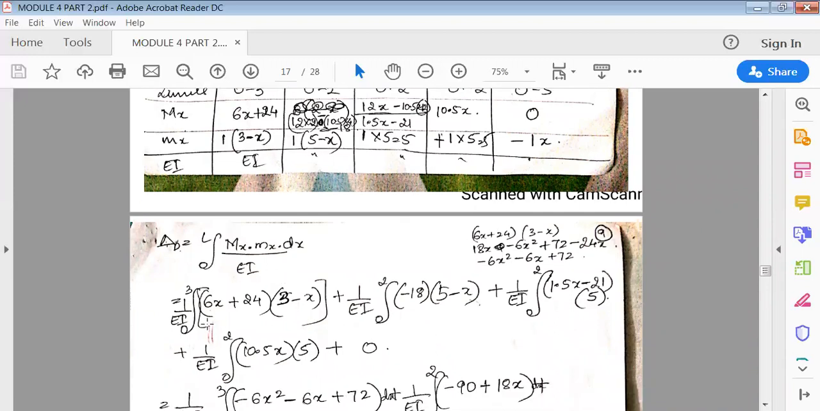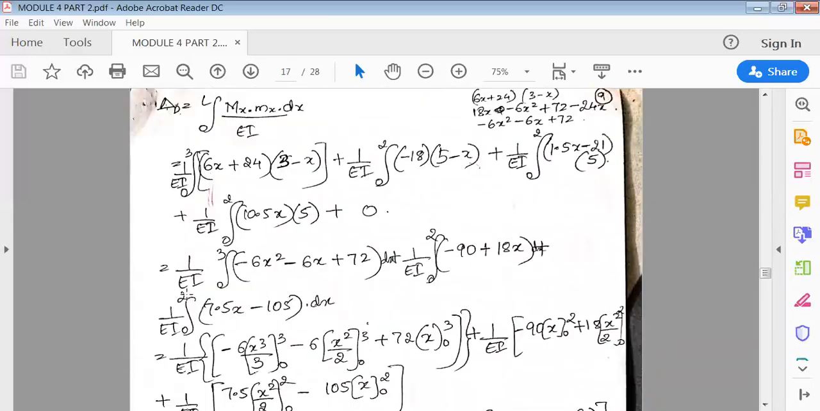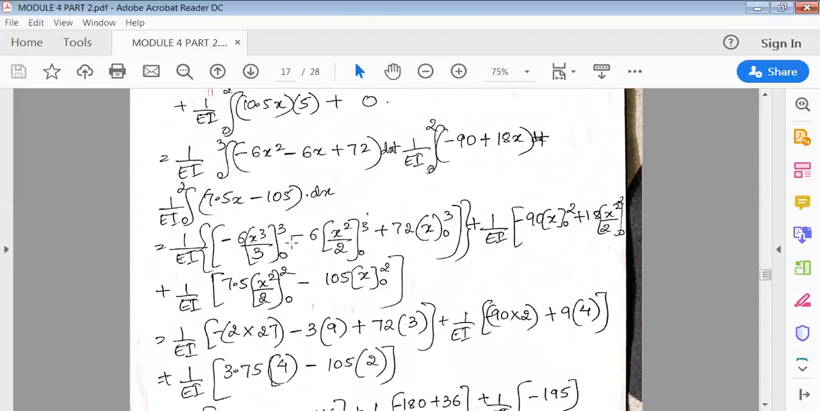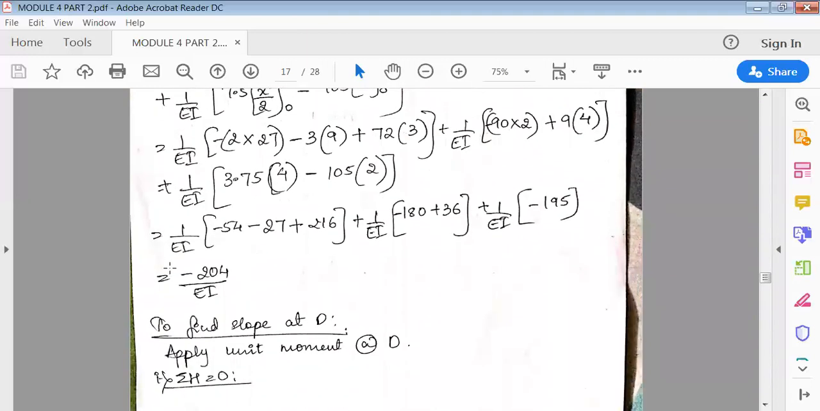Into dx. So it is 1 over EI, put capital MX, small mx, again capital MX, small mx, again from the table only. Put all the values. The last value, it is like 0 into 1 minus x, so it is 0 only. Alright, so it is 1 over EI. Substitute all this. Simplify this first, then integrate all of these, and then find out all the values. So it is minus 204 over EI.